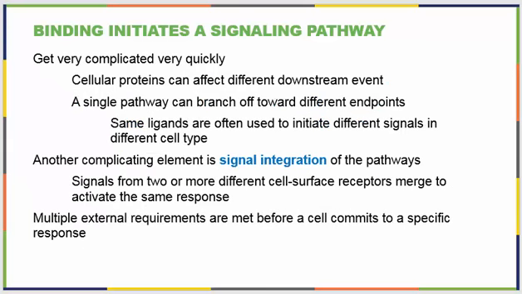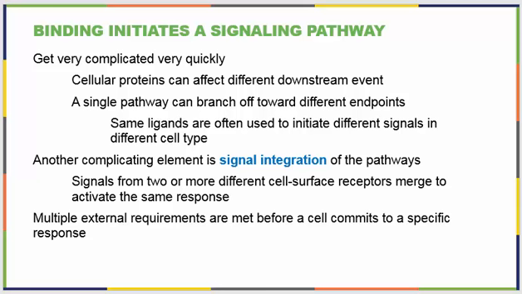These processes can get very complicated very quickly. Cellular proteins can affect various downstream events, and a single pathway can branch off towards different endpoints. In some instances, the exact same ligand can be used to initiate different signaling pathways in different cell types. Another complicating element is the concept of signal integration. This is when signals from two or more different cell surface receptors have to merge in order to activate the same response. This means that there are multiple external requirements that must be met before a cell commits to a specific response. The effects of extracellular signals can also be amplified by enzymatic cascade.